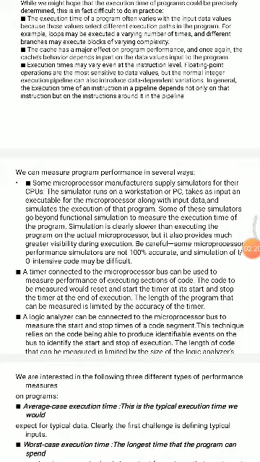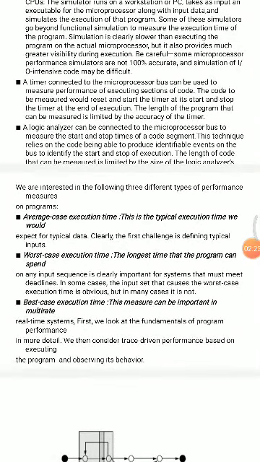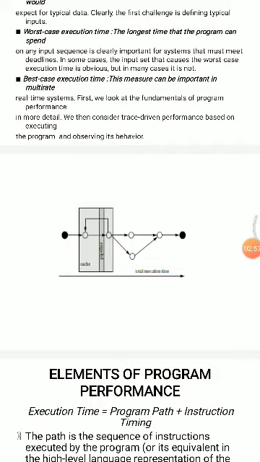There are three types of execution: average case execution, worst case execution, and best case execution. Average case execution is the typical execution time expected with typical data. Worst case execution, for any type of input, is clearly important for systems that must meet deadlines. The input set that causes the worst case execution time is sometimes obvious, but in other cases it is not. Best case execution is important for the performance of multi-rate applications. We would consider a trace-driven performance analysis based on executing the program and observing its behavior, covering execution time, cache behavior, and pipelining performance.